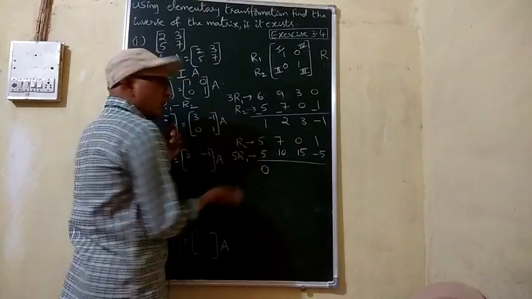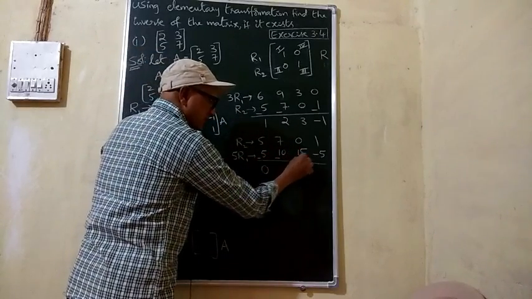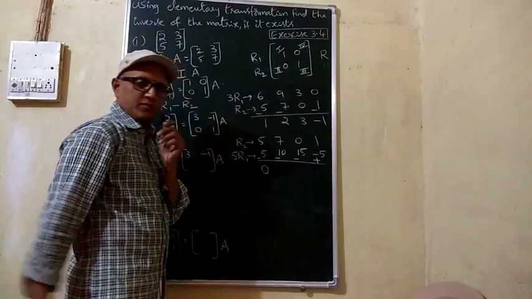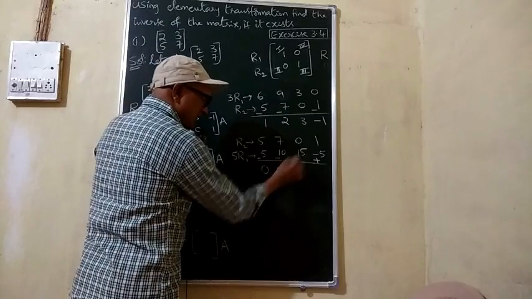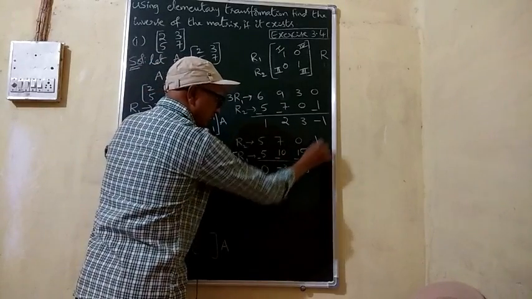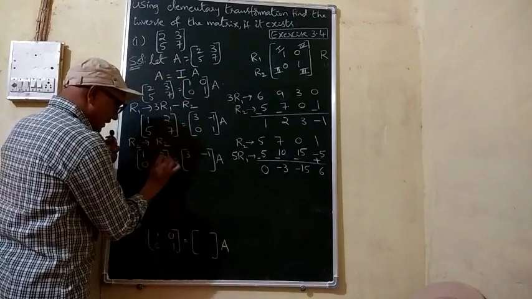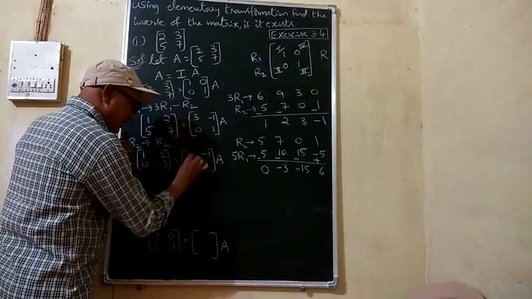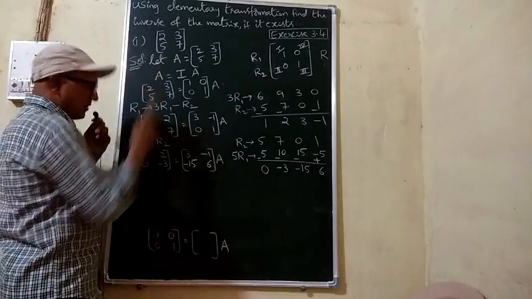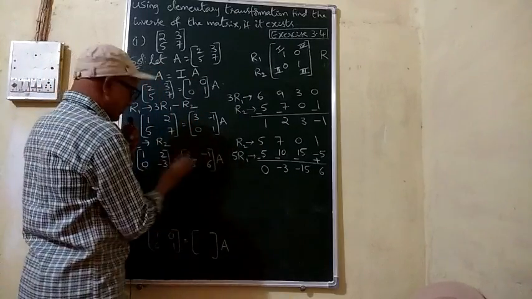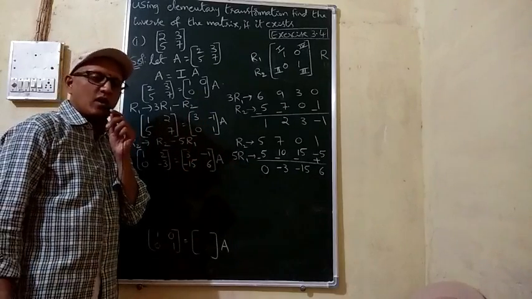Now what we have to do? Subtraction. Signs get changed. 5 minus 5, 0. 7 minus 10, minus 3. 0 minus 15, minus 15. 1 plus 5, 6. So here we get 0, minus 3, minus 15, 6. Roman letter 1 we got, Roman letter 2 also we got. Which operation we did? R2 minus 5R1.